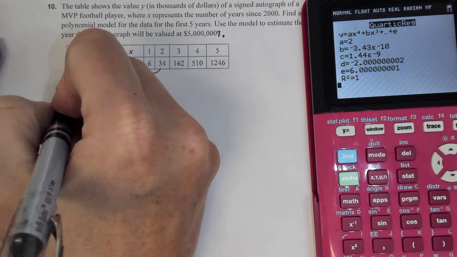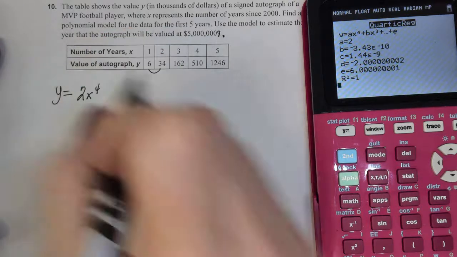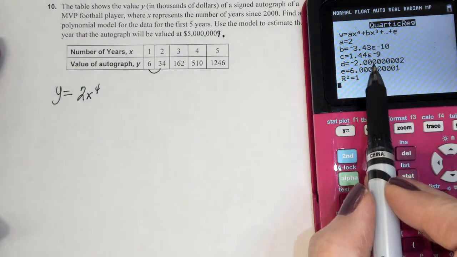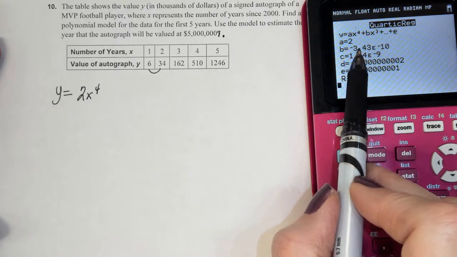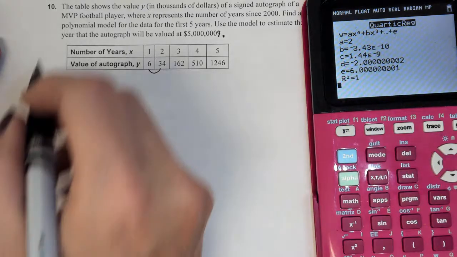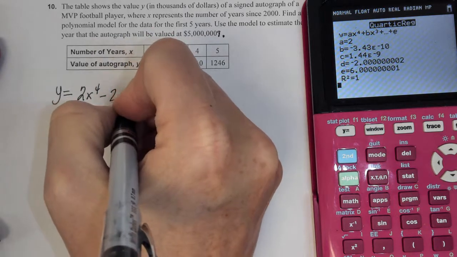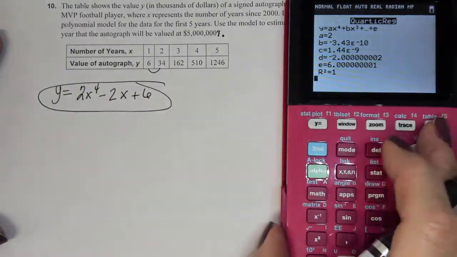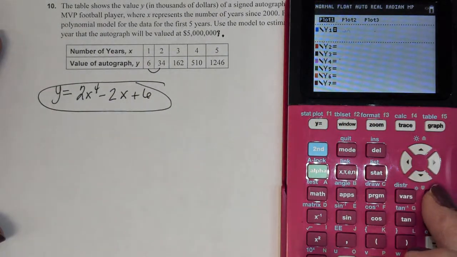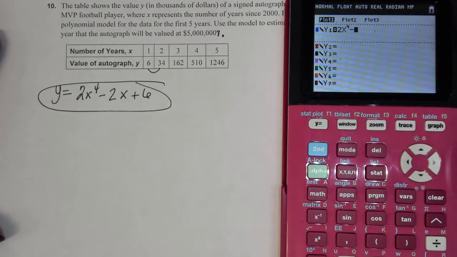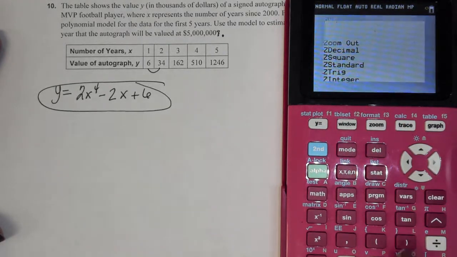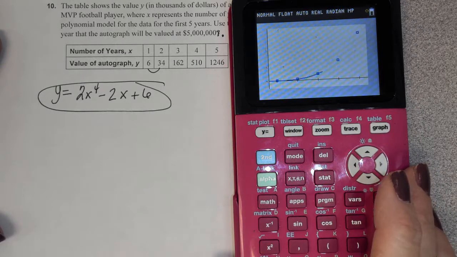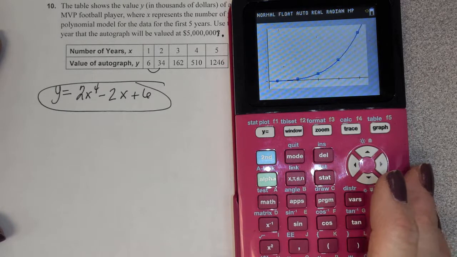So here's our model, y equals 2x to the fourth. This is 0, this is 0. This is really just negative 2. So x cubed is 0, x squared is 0, x is going to be negative 2, and then my constant's just going to be 6. This is the equation. I'm going to put it in. I'm going to do a zoom stat. So here's my equation and there are my points.